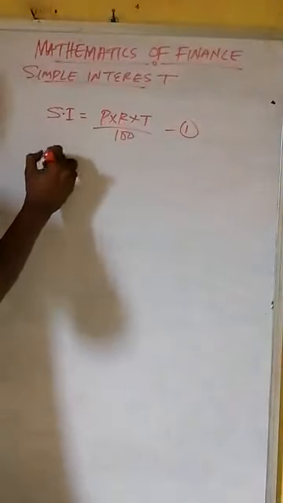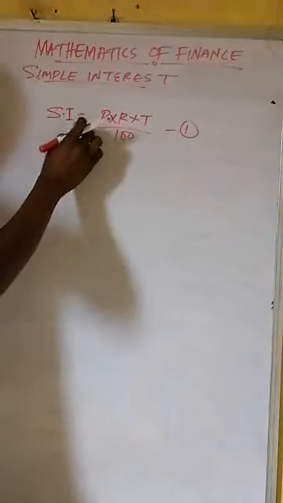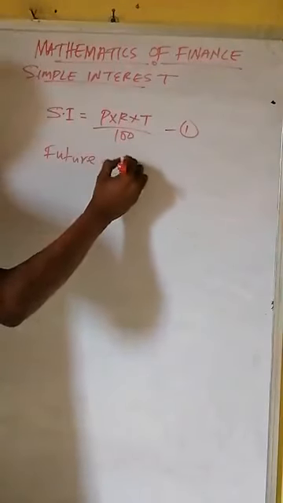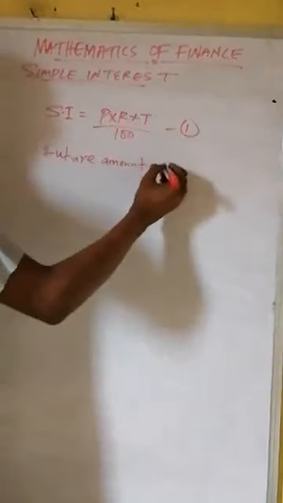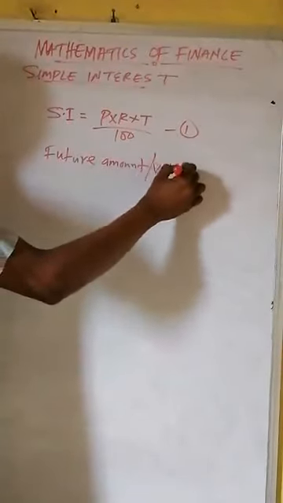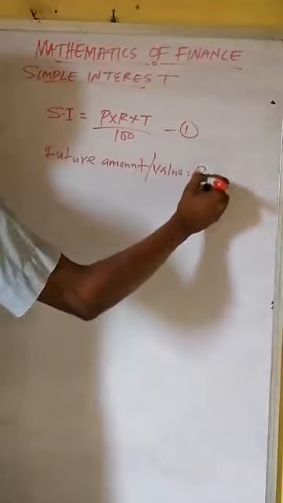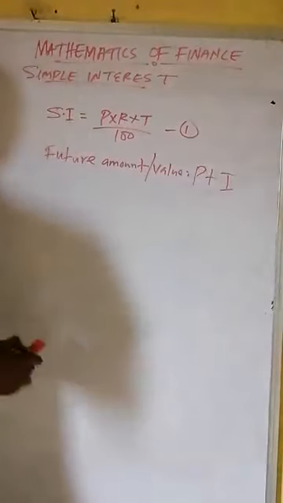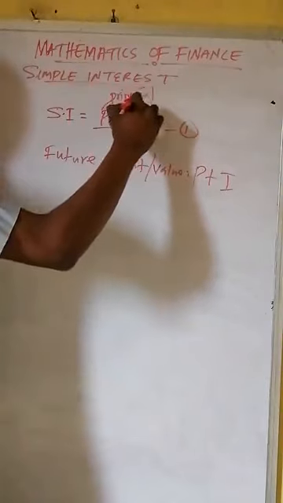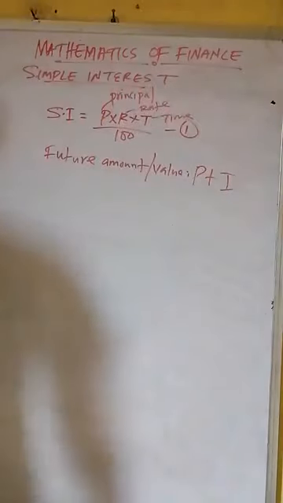So if you want to know the simple interest, the interest on the principal you are collecting, it is principal times rate times time, for the period, which is not necessarily 1 year. The future amount, or future value, will now be the principal plus interest. Where P is the principal, R is the rate, and T is the time.